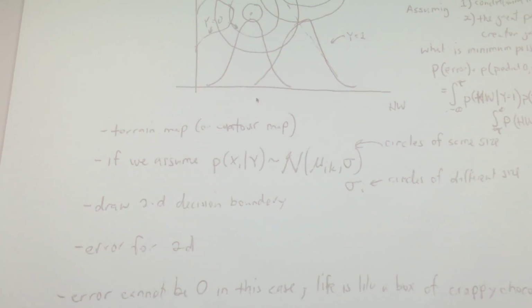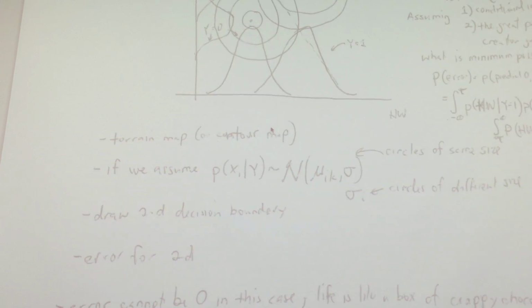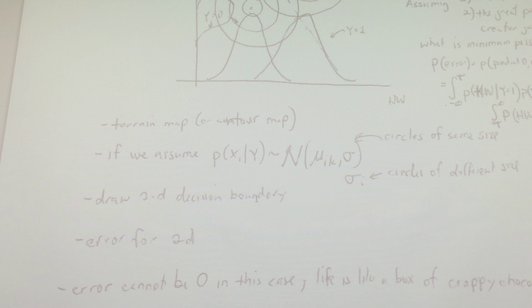And then I mentioned the error, that we could compute the error here, because you can look at it. If I predict one and it's on the wrong side, that's my error. And error cannot be 0. Life is like a box of crappy chocolates.